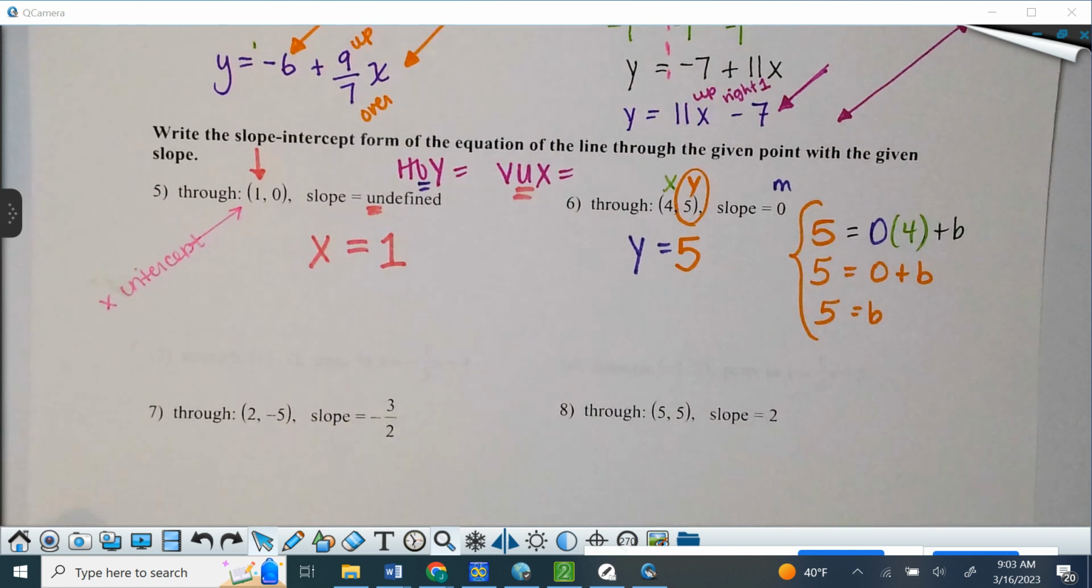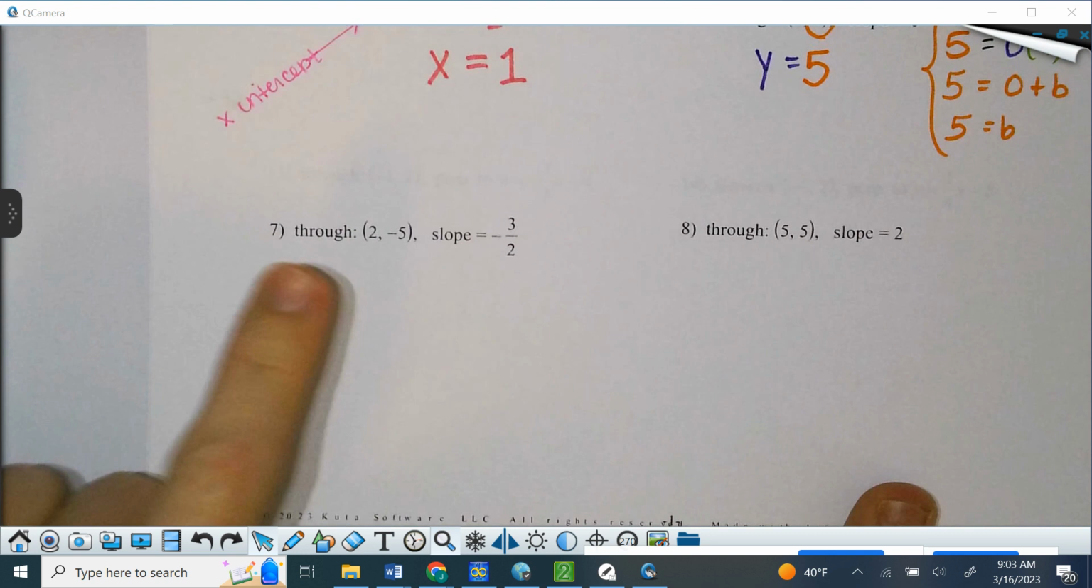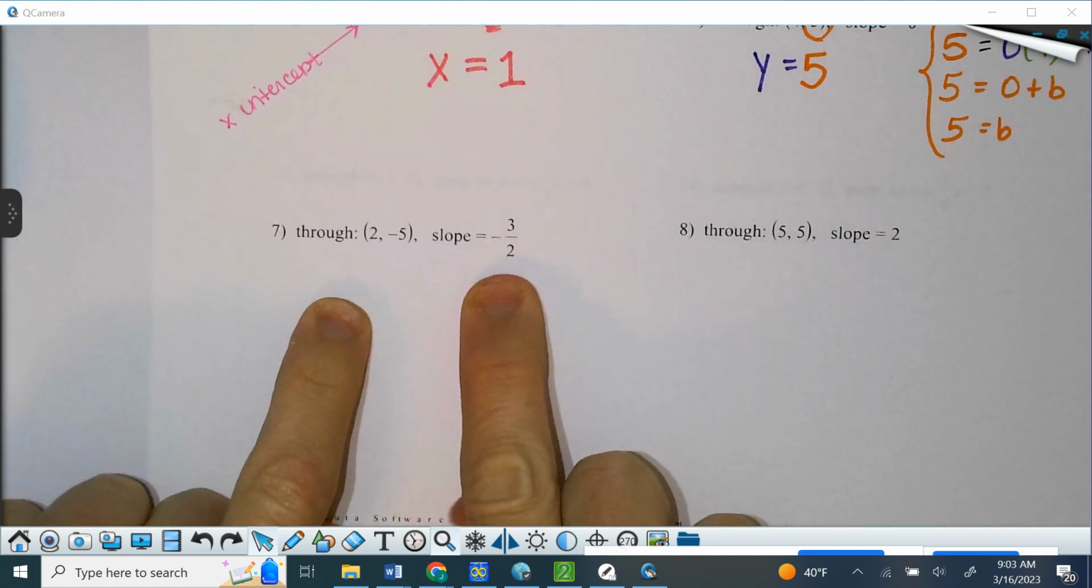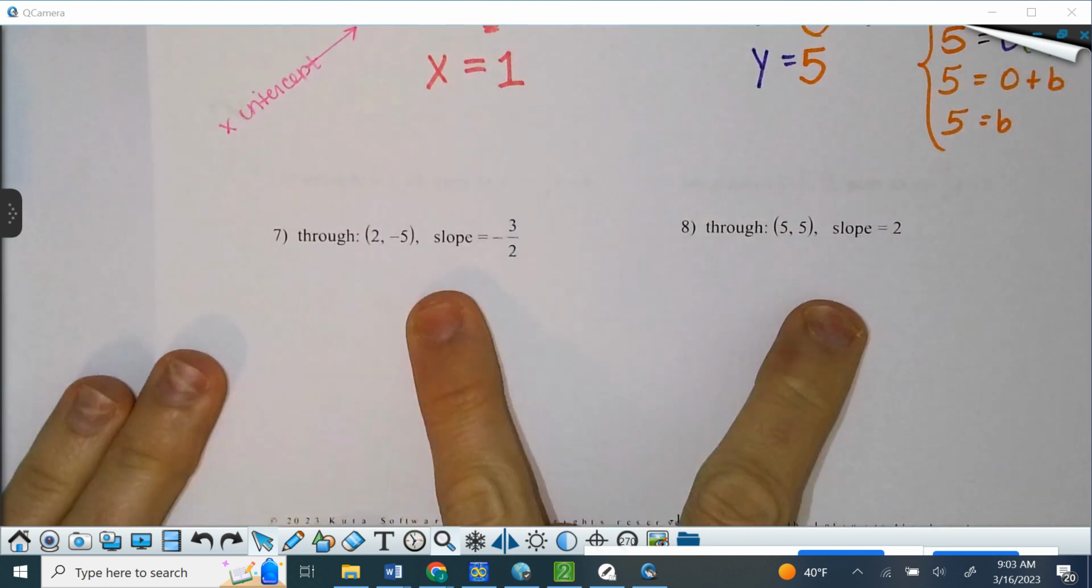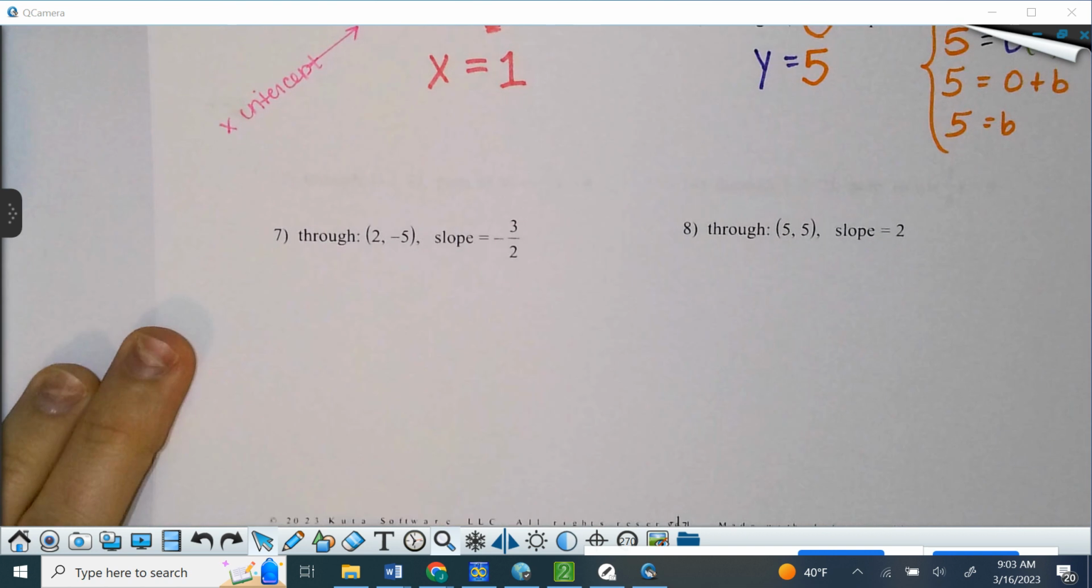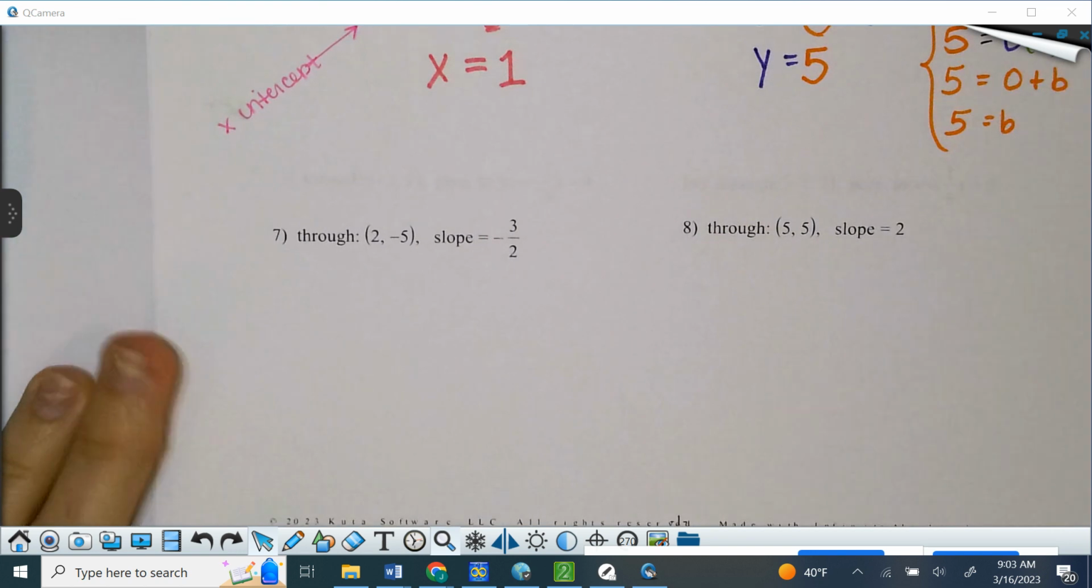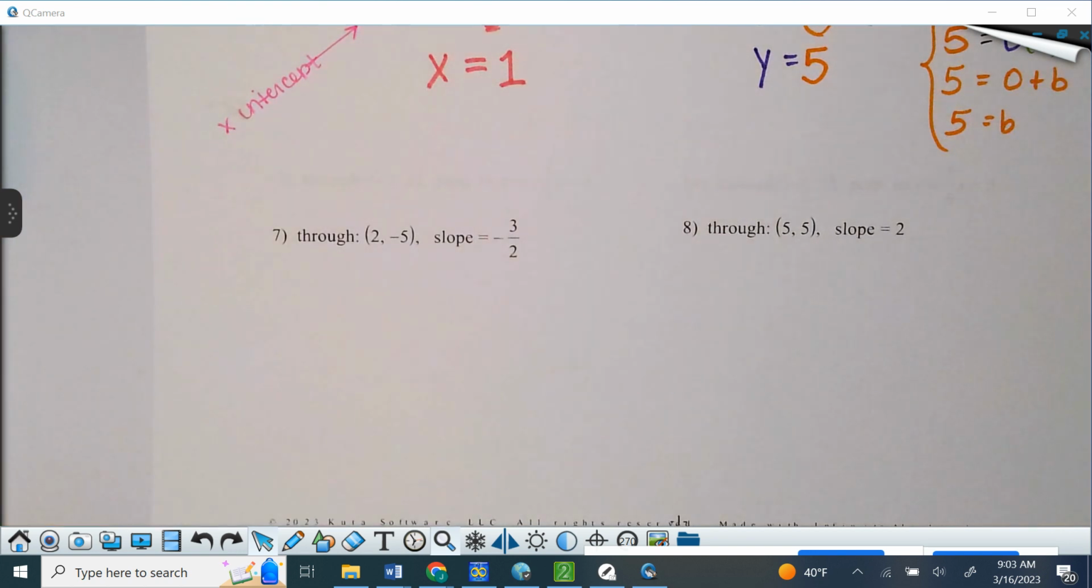All right, through a point with a given slope. Now, these are going to be very similar to our parallel and perpendicular that are coming up today in your work. It's the same process. The only thing you have to remember is that parallel lines have the same slope, perpendiculars have opposite reciprocal, which we'll get to in a minute. But this process is the exact same as what you would do for your parallel and perpendicular lines.